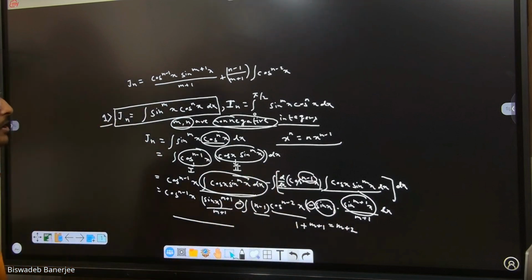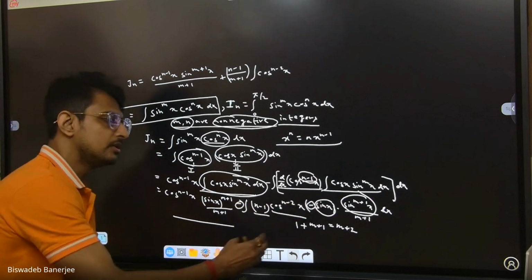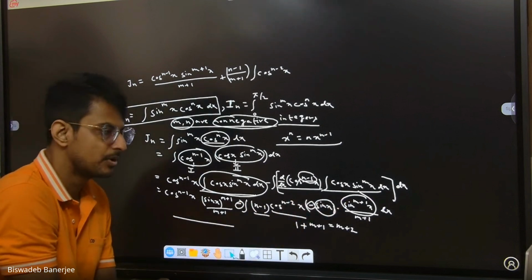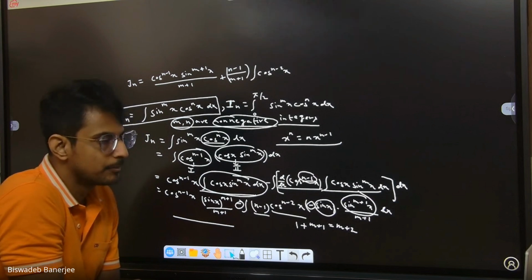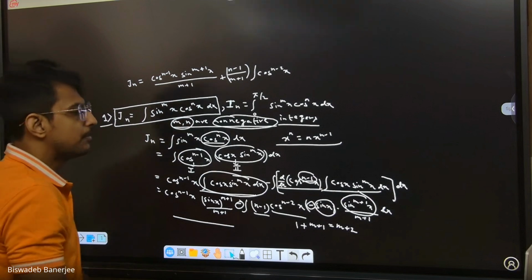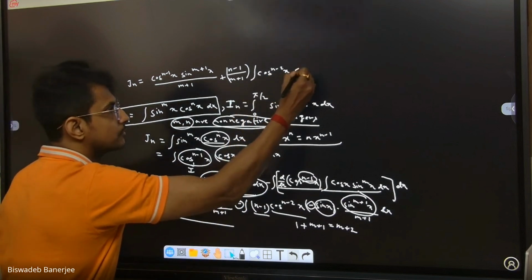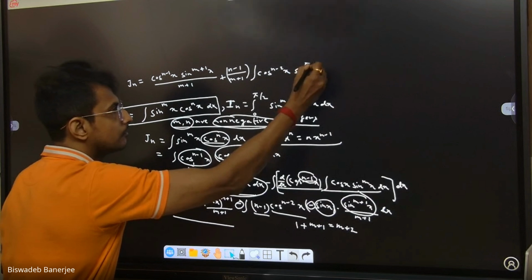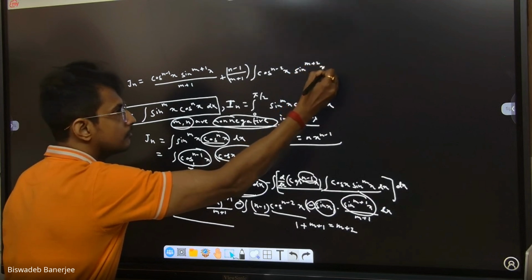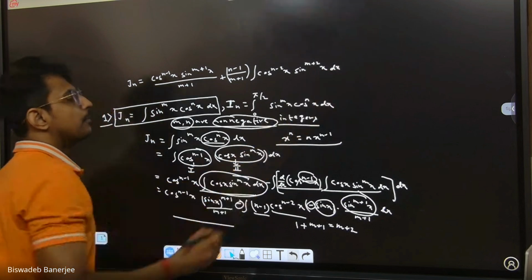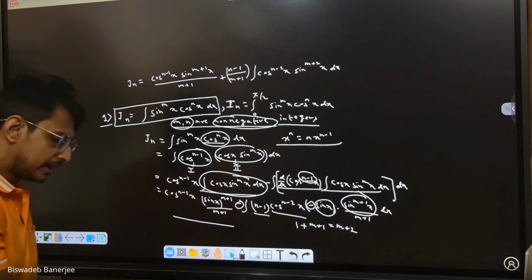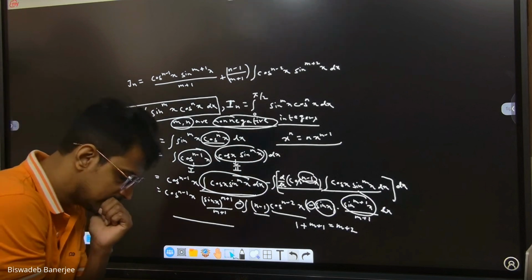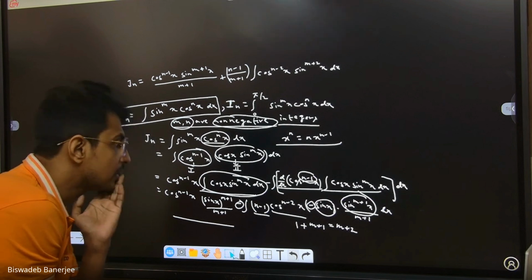See that? Here my power of sin x is 1. Here my power of sin x is m plus 1. If we add them, 1 plus m plus 1 gives you m plus 2. So my power of sin x becomes m plus 2, right? Anyone, any problem from this calculation? If you have any problem, you can ask me.